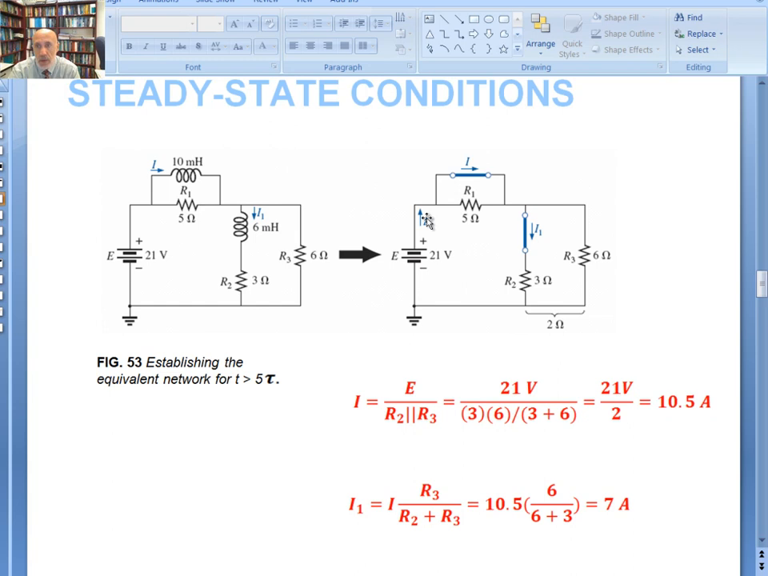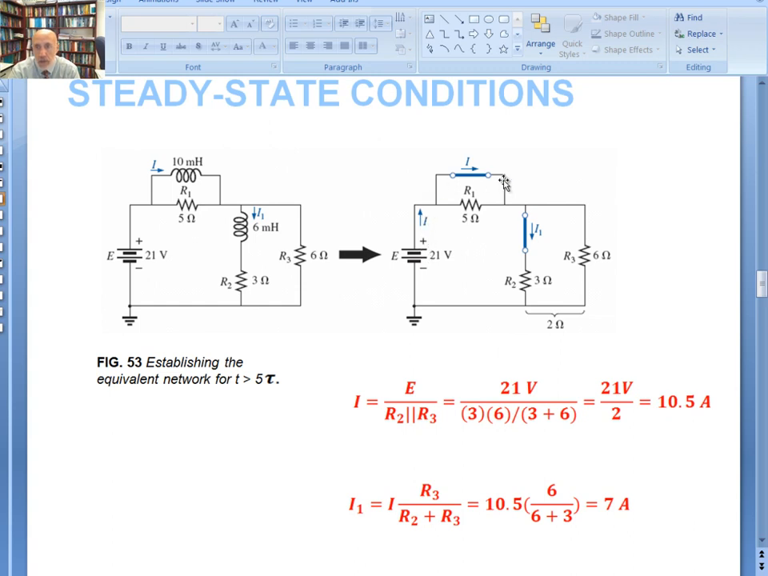So if you're after the current I and the current I1, the current I will simply be equal to the total voltage, 21 volts, divided by R total. And R total is simply these two connected in parallel. So it'll be 3 times 6 divided by 3 plus 6. That gives you 2 ohms. So the total current I will be 21 divided by 2 ohms. That gives you 10.5. So that's the total current coming in.